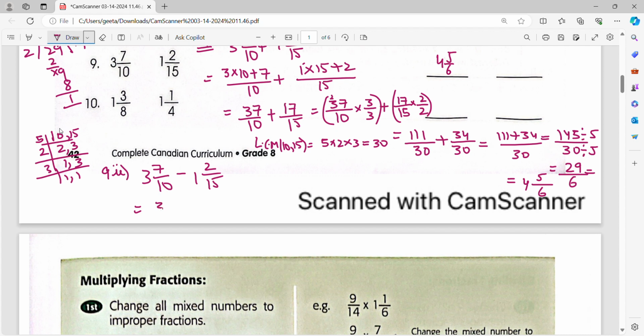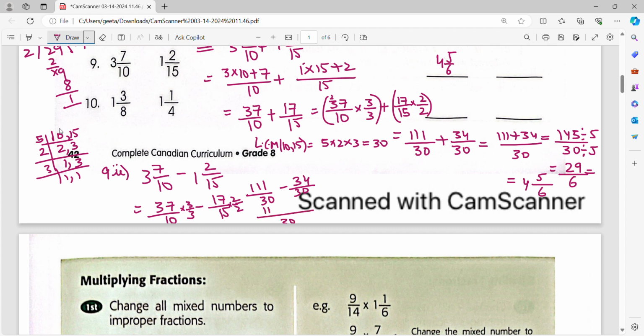Okay, 3 and 7 by 10. If you solve it, it was 37 by 10 minus this was 17 by 15. Further, if you remember, I have multiplied by 3 here and here I have multiplied it by 2. So what you can do, my dear, you can write down directly here. Triple one means 111, right? 111 by 30 minus 34 over 30.